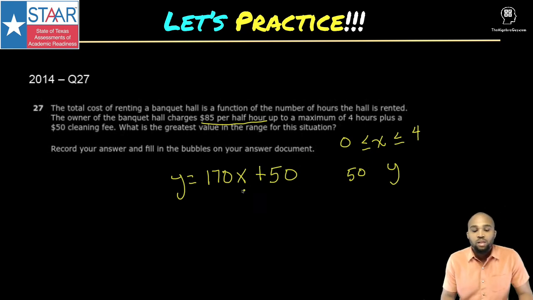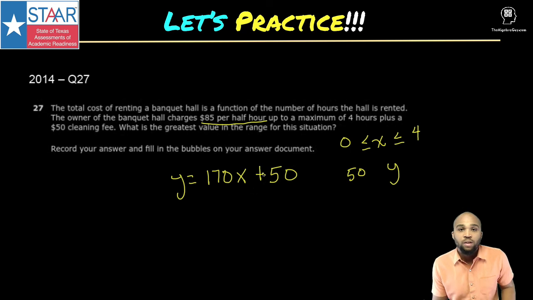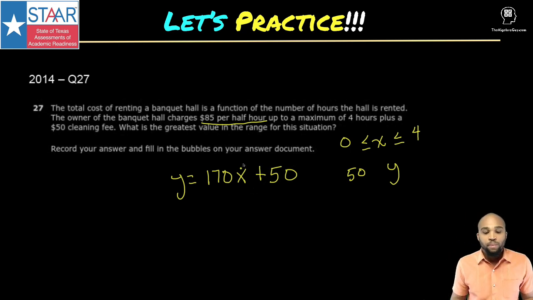And I forgot to say this, but some of you may be confused because you're thinking in real life, look, if I don't use the thing, why am I paying $50? Well, for the sake of the equation, we have to write it that way because it starts out at 50 even before an hour passes by. But yes, in real life, if you're not going to use it at all, you're not going to pay. But for the sake of trying to draw a linear equation that matches this, we're going to have to include that 50.